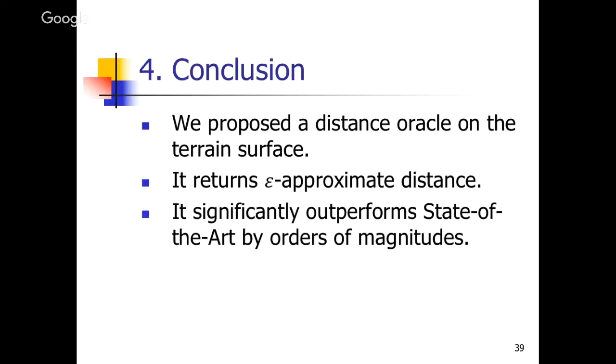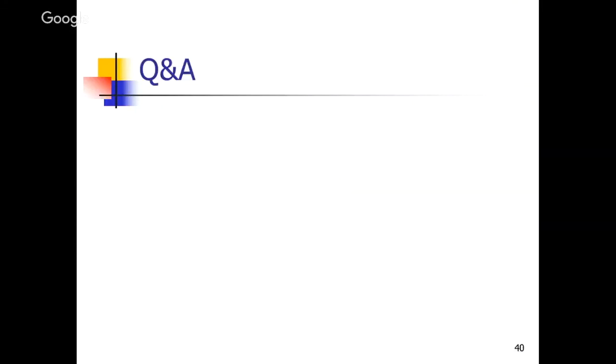So finally, let me conclude my paper. We propose a distance oracle on the terrain surface. It returns epsilon-approximate distance, and it significantly outperforms the state of the art by orders of magnitude. So thank you very much.